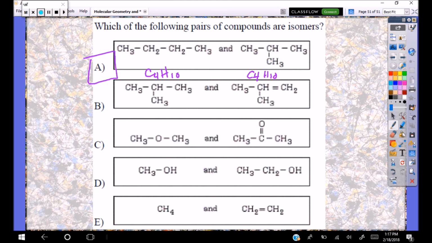If I went through and I really wanted to prove it to myself, I could see that C4H10, and then this one's C4H9. Those are not the same. This one would be C2H6O. Here you have C3H6O. So it's pretty easy to see that these are in fact different. You just have to check all of the formulas to make sure they are in fact not the same.